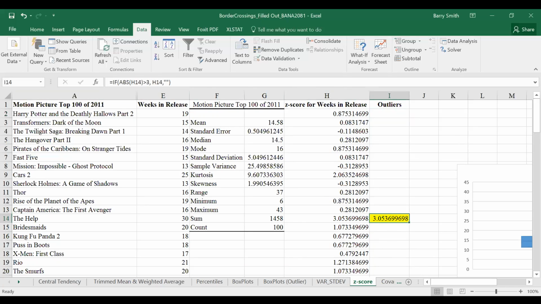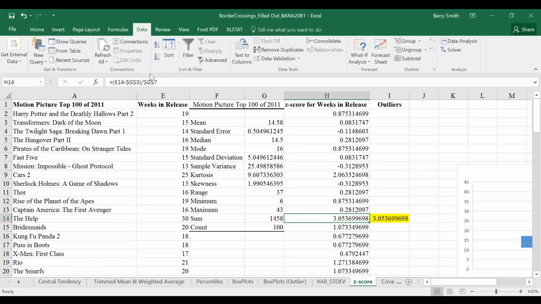So that's greater than 3. And what it's doing is it's looking for the absolute value of it. So it goes to this number and says the absolute value of that is 3.05. That's greater than 3, so we're good. Now, if it had been negative 3.05, the absolute value of that is still positive and would make it an actual outlier. And so then it would actually bring it over here as a negative 3.05.